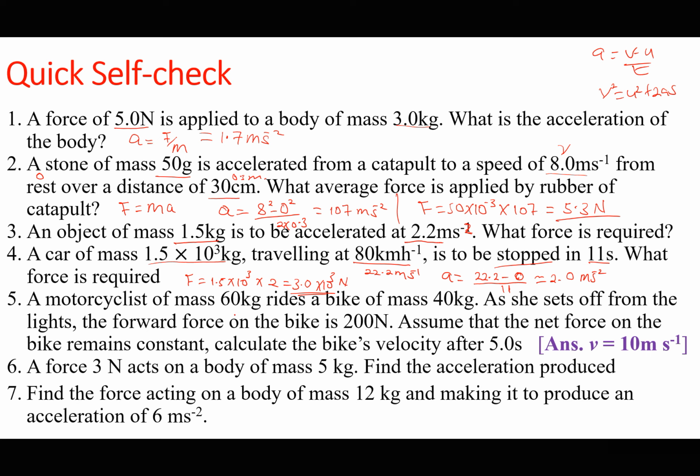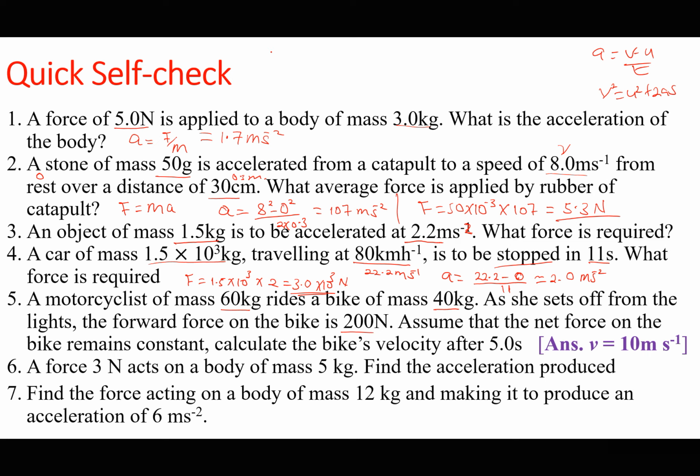A motorcyclist of mass 60 kilograms rides a bike of mass 40 kilograms. As she sets off from the lights, the forward force on the bike is 200 newtons. Assume that the net force on the bike remains constant. Calculate the bike's velocity after 5.0 seconds. So they said the forward force is 200 newtons. They have not talked about friction here. Therefore, since they have not talked about friction, it means F is simply going to be 200 newtons.